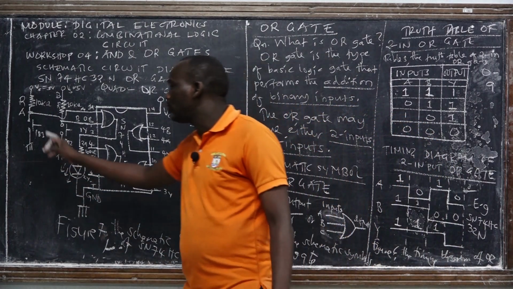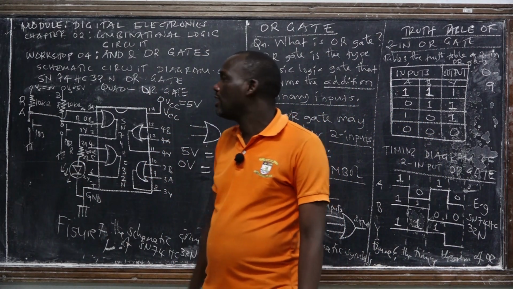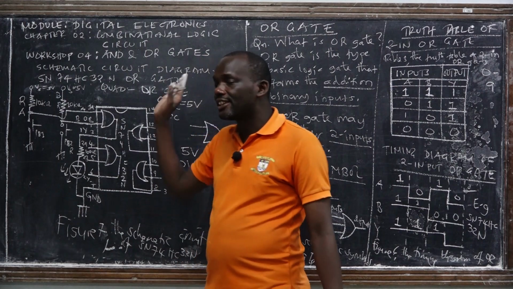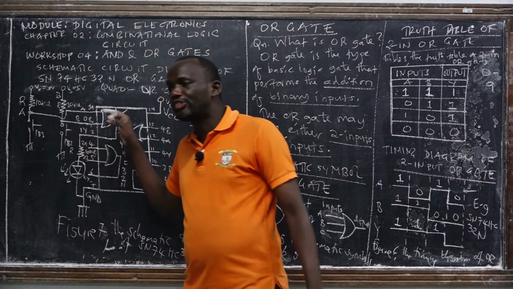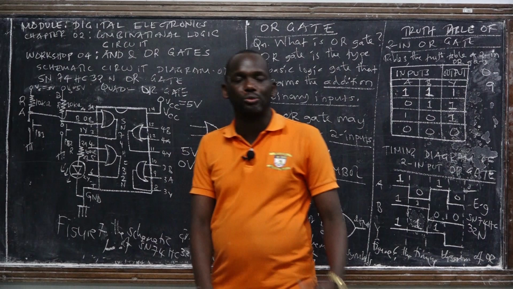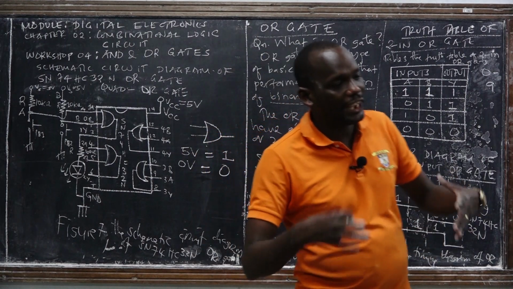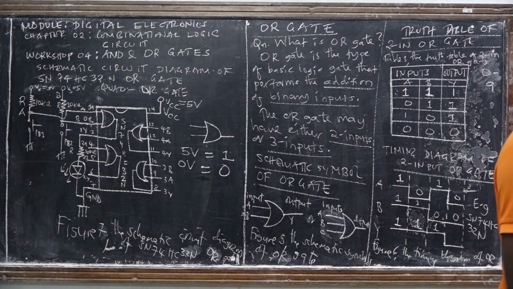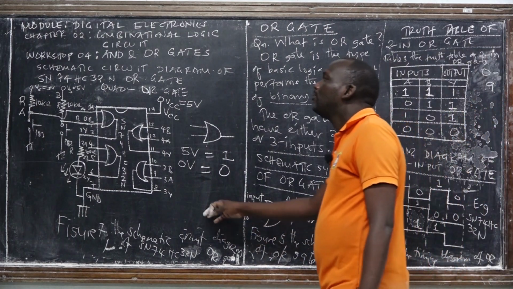So remember, the input might be either a sensor, or the input might be another digital circuit. So you should not claim that it is just the push button. No. Push button is the A, E, I, O, U of the input in a digital electronics system. So if it is clear, I would like to say this is the end of workshop 4.